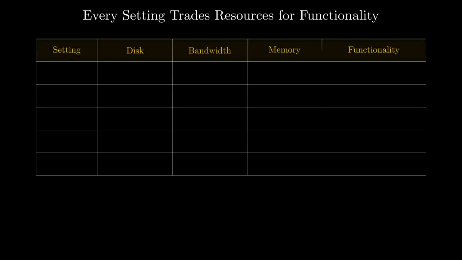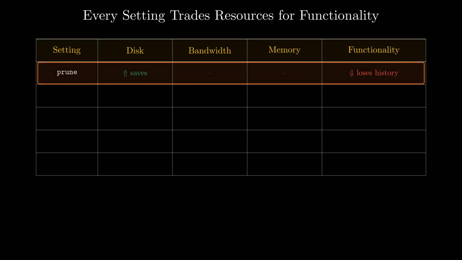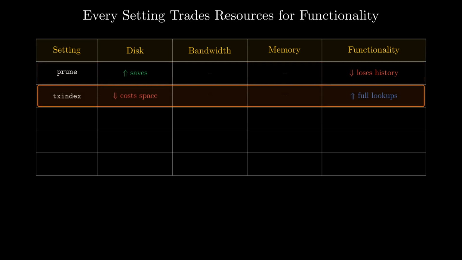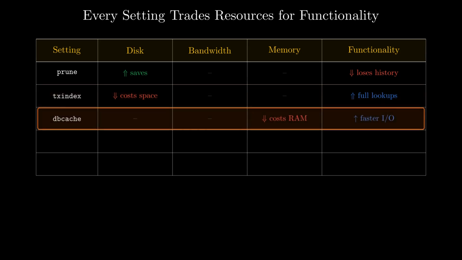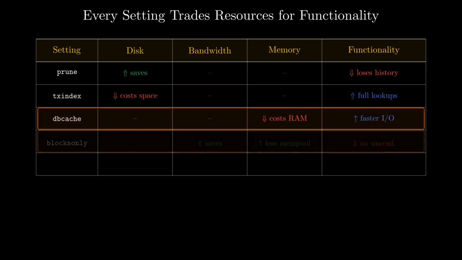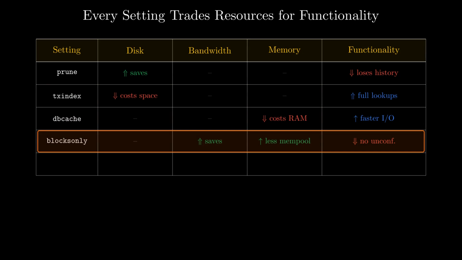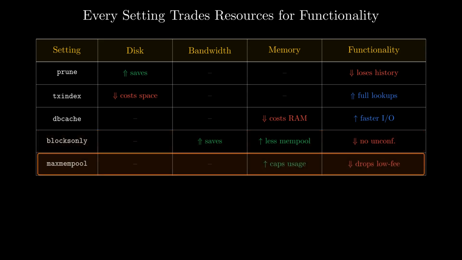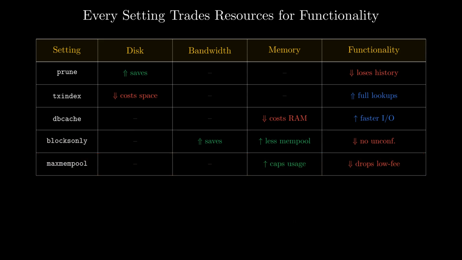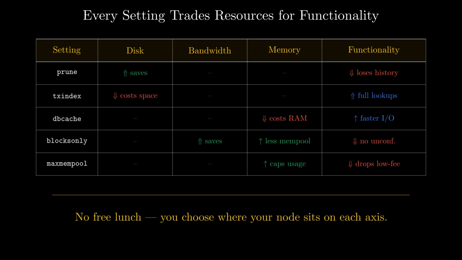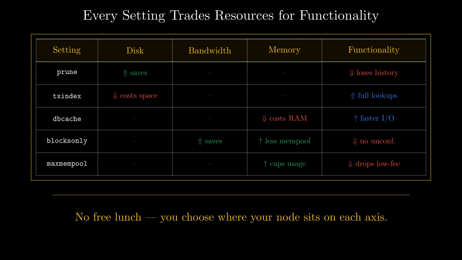Step back and see the pattern. Every setting trades resources for functionality. Prune saves massive disk space but loses historical block serving. Txindex costs disk space but unlocks full transaction lookups. dbcache trades RAM for reduced disk I/O. Blocksonly cuts bandwidth but drops visibility into unconfirmed transactions. Maxmempool caps memory at the cost of evicting low-fee pending transactions sooner. No free lunch. You choose where your node sits on each axis.